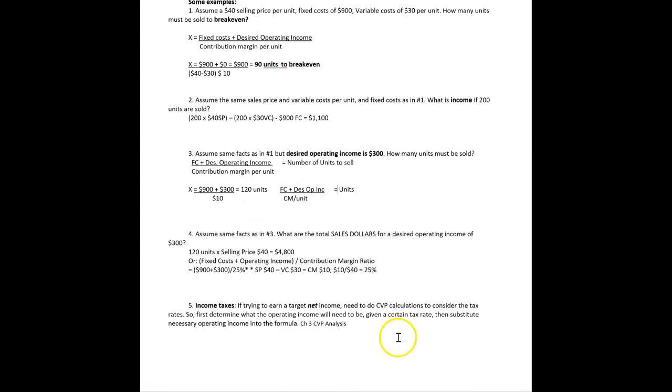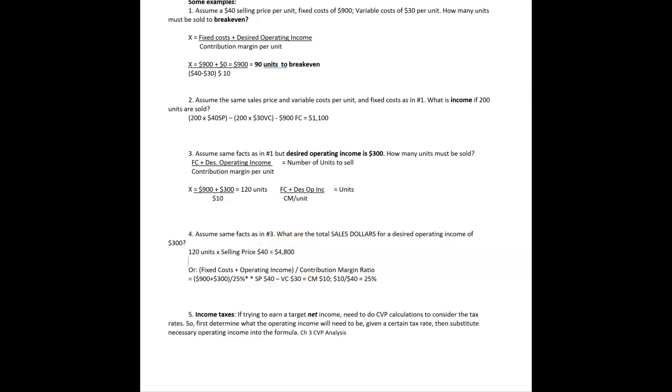Now we're going to change it a little bit again. Assume the same facts. What are the total sales dollars for desired operating income of $300? So we've got 120 units times a selling price of $40, which would give us $4,800, but that's only if we know it's 120 units. But let's say you don't know that. Then it would be fixed costs plus operating income divided by the contribution margin ratio. This is your next major formula that you need to know.